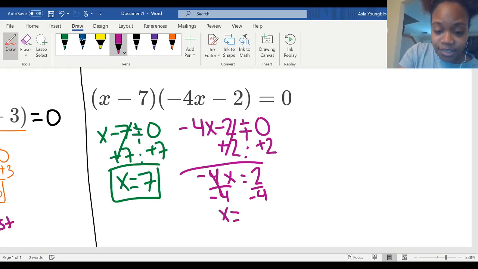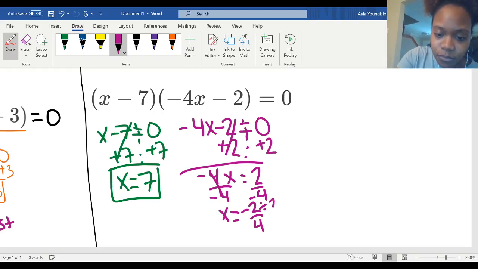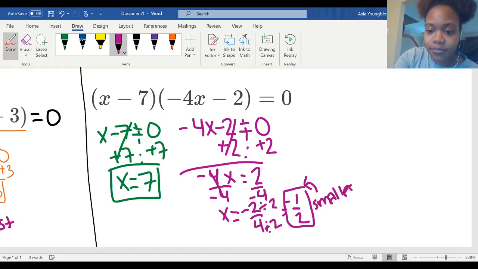So x equals negative 2/4. In Khan Academy, they ask that you reduce fractions that are able to be reduced. So 2/4, we know we can divide the 2 and 4 by 2, to reduce that fraction to negative 1/2. So negative 1/2 is going to be our other solution. Again, in Khan Academy, they ask that you put the smallest answer first. So this will be our smallest. So negative 1/2 and x equals 7 is what we would type in.